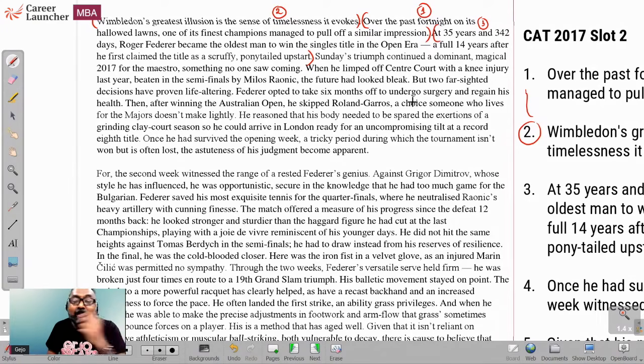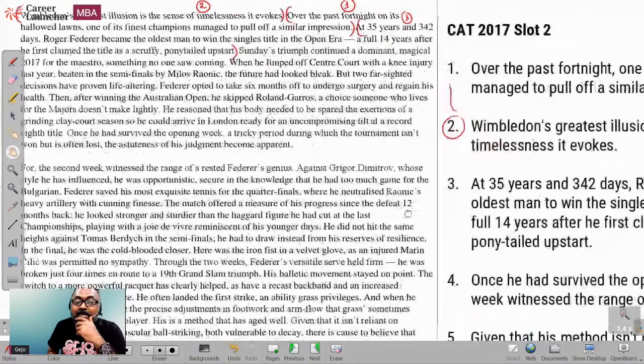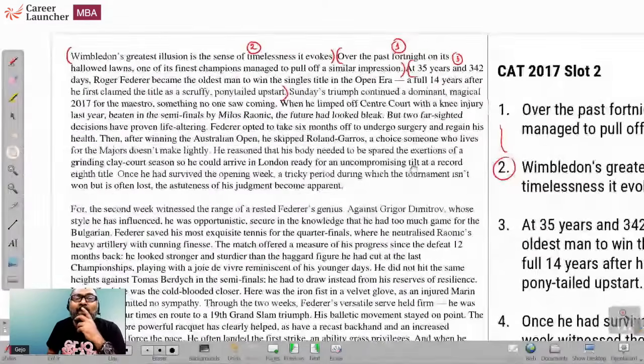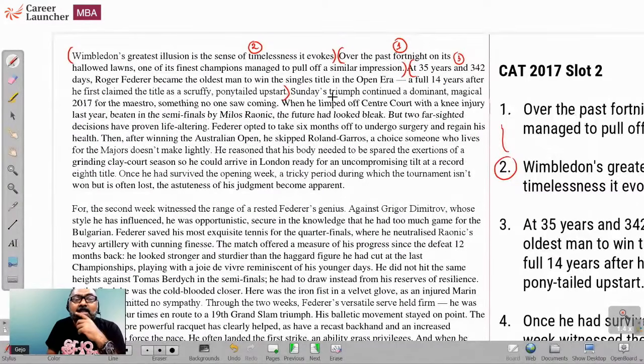Okay, let's find out this sentence. The odd sentence is 4. Let's find out where the fifth sentence is. Okay, let's continue and figure out where the fifth sentence is. Sunday's final continued a dominant, magical, tremendous maestro, something no one saw coming. But far-sighted, Federer opted for a six-week break to undergo surgery and regain health. Where is that sentence? For the second week, we witness a rested Federer's genius. We have got our odd sentence.